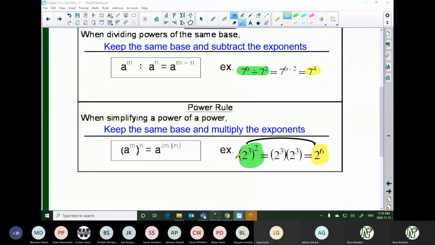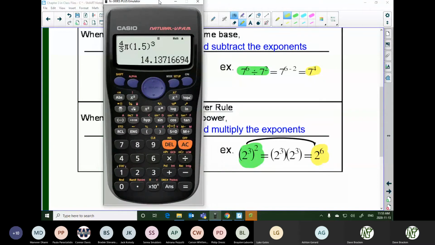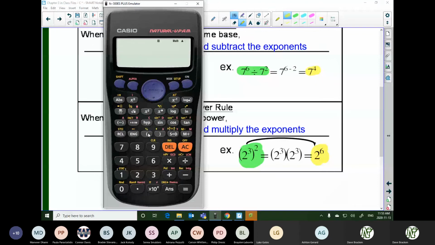So just to prove that, if I grab my calculator, just watch here for a second. Bracket 2 to the exponent 3, end my bracket, go across, end my bracket and raise it to the power of 2. Do you see the green right here I put in my calculator? My answer to that is 64. But instead, if I just went 2 to the power of 6, you see how I also get 64? These are the same, but this is easier. It's only got the 1 power.